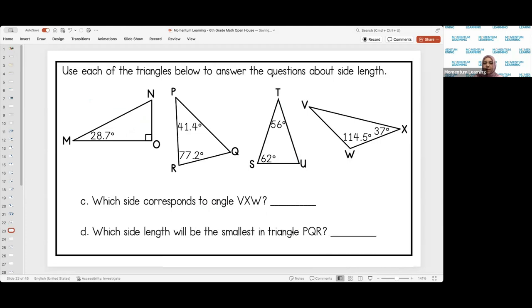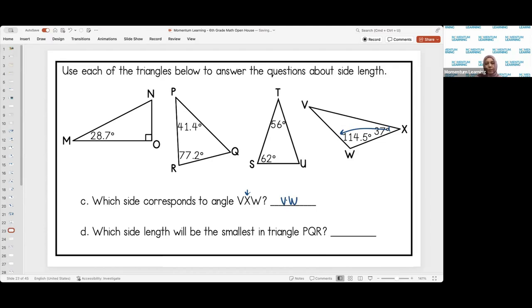The question says, which side corresponds to angle VXW? The angle is X. Where is it here? So which one is opposite? VW or WV. You can also read from left to right, no problem. You can change the place.